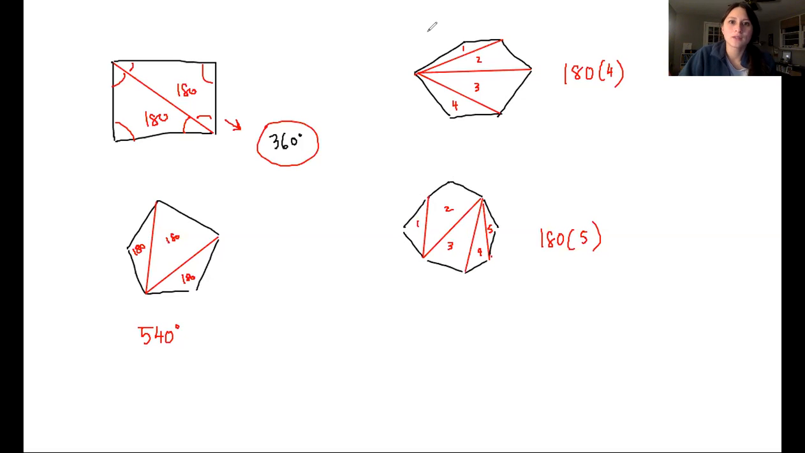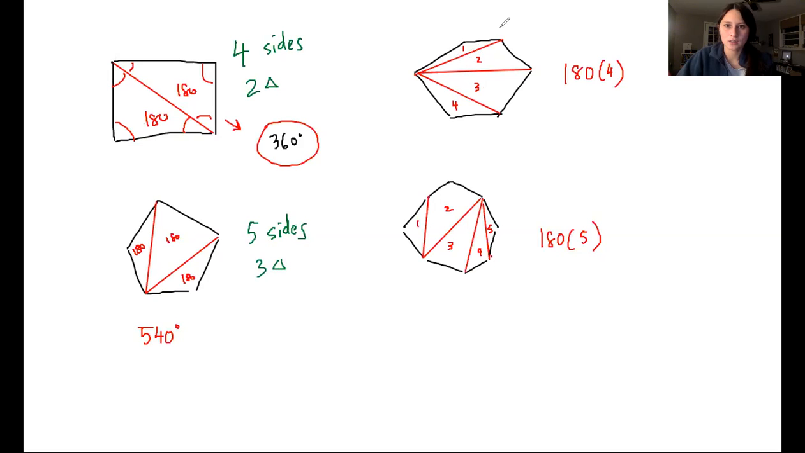So let's see if we can find a pattern amongst the sides of my shape and the triangles that I have, okay? So here I've got 4 sides and 2 triangles. Here I've got 5 sides and 3 triangles.